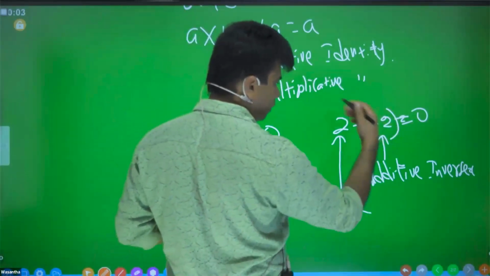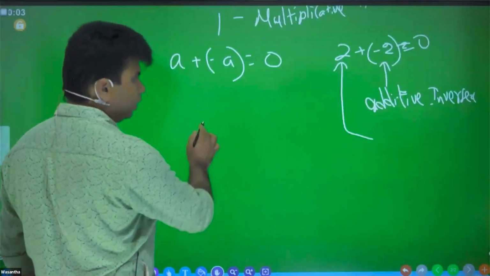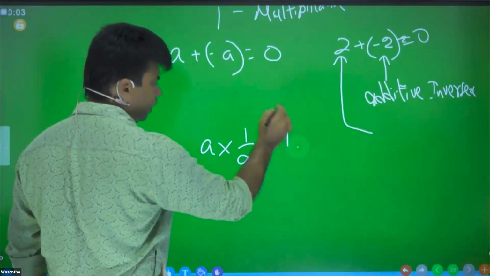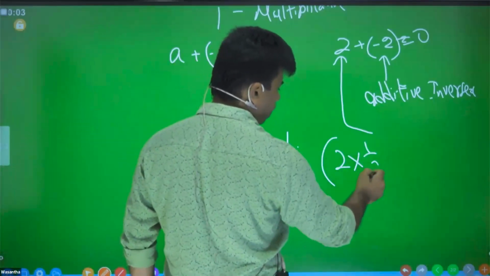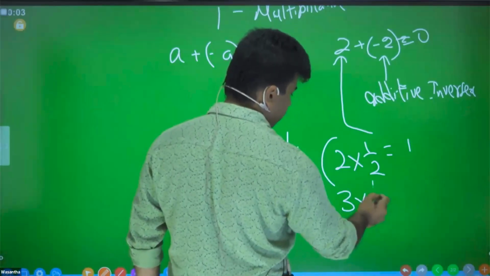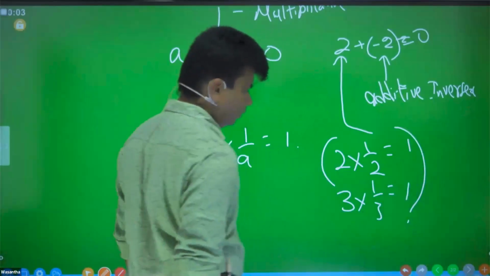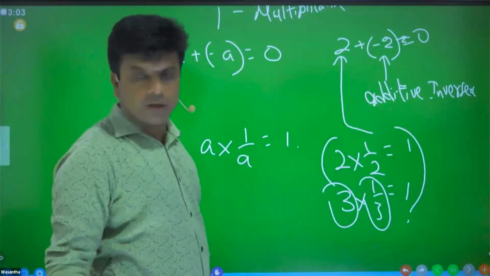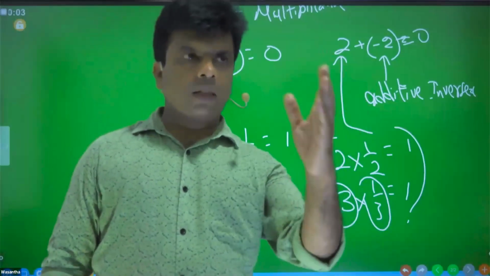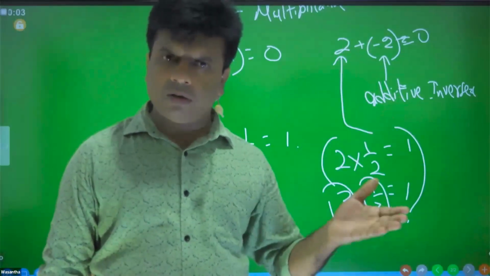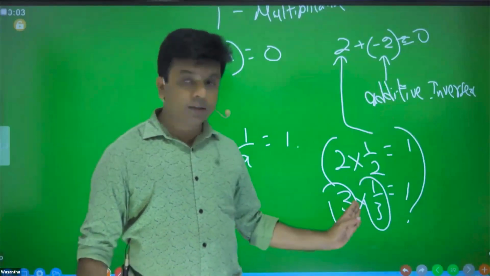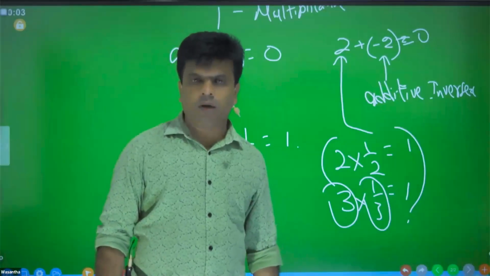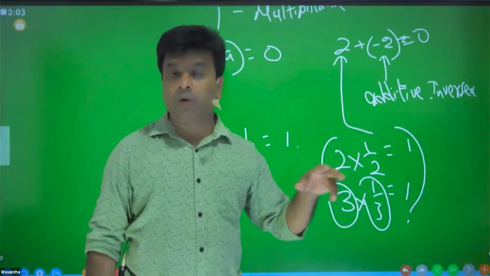Next, what is multiplicative inverse? When we go for a into 1 over a, it is 1. As an example, 2 into half is equal to 1. 3 into 1 over 3 is equal to 1. Therefore, this 1/3 is called the multiplicative inverse of 3. Tell me again. 1/3 is the multiplicative inverse of 3. 3 is the multiplicative inverse of 1 over 3. Half is the multiplicative inverse of 2.